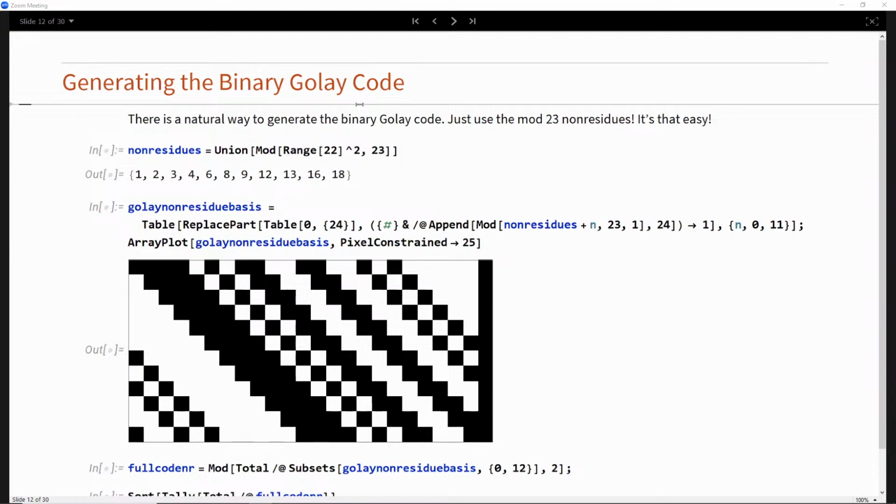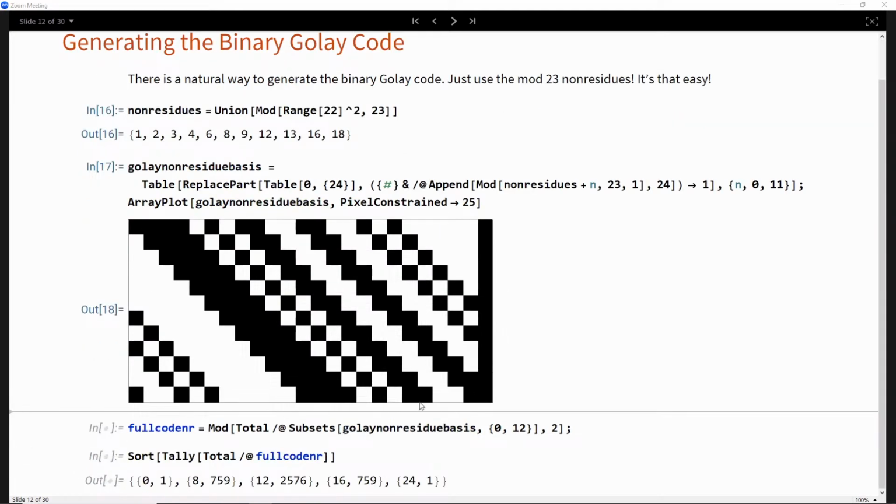So is there another way? Well, it turns out, yes, if you take the digits of 22 and you square them and you look at those mod 23, you get this set of mod 23 non-residues. And with those, you can generate the binary Golay code. It's that easy. So we have the non-residues here, and we use those to make this cyclic generator, and we can add them all up, and we get 759 octads like before. So that's a natural way of generating the binary Golay code.